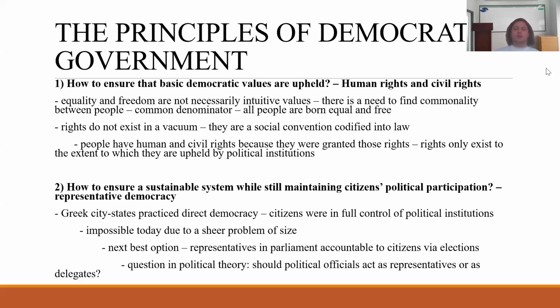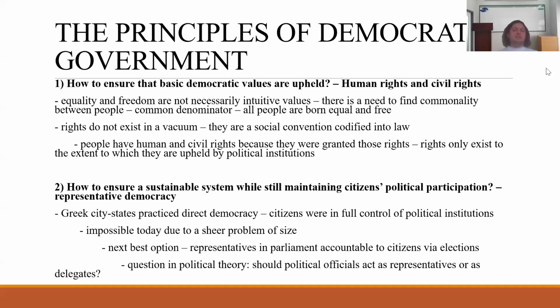The second important question is how do we ensure a sustainable system while still maintaining citizens' political participation? Because we want people to participate. We said on the previous slide that participation is one of the crucial elements of democracy. And the way that this originally happened when democracy was in its origins in the Greek city-states such as Athens is there was direct democracy. So citizens directly controlled political institutions.